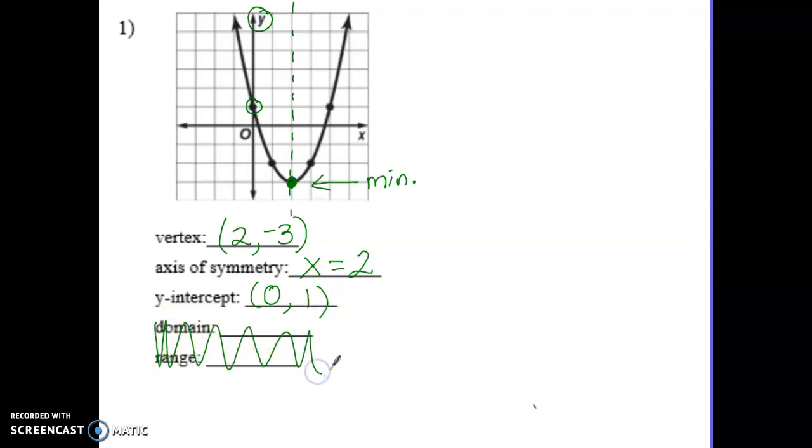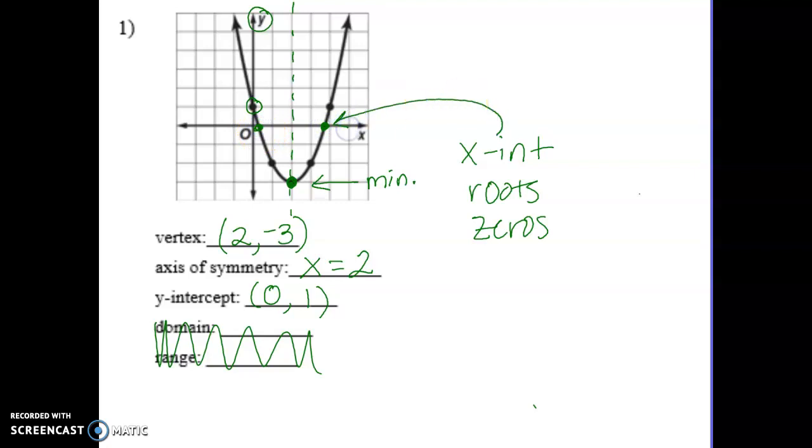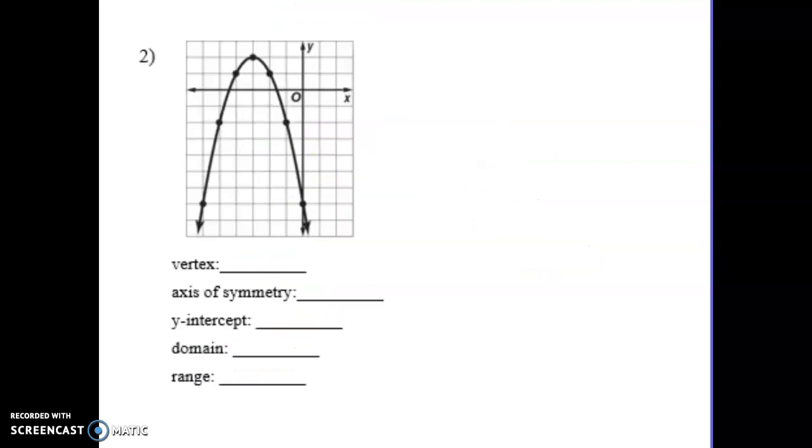Now we're not going to worry about domain and range for right now. Let's talk about the x-intercepts. Now here it's kind of hard to see what they are, but the x-intercepts are special. The x-intercepts we also call the roots or the zeros. The x-intercepts are where the graph crosses the x-axis. These are the solutions when you are solving out the quadratic equation. Now on this graph, they're not great to see. We know that this one is somewhere between 0 and 1, and we know this one is somewhere between 3 and 4. All right, let's try another graph.